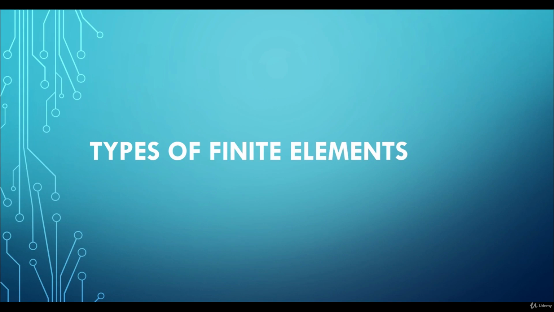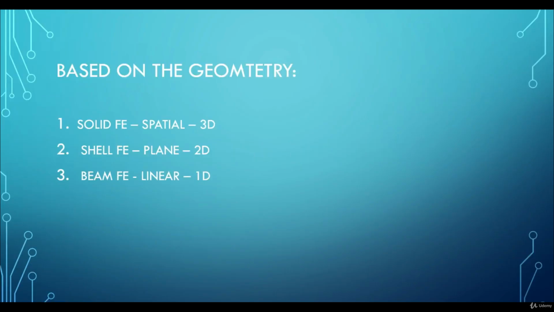In this lecture, we're going to show the different types of finite elements that we can use in the static simulation. Based on the geometry of our model, we can choose different finite elements. We can choose solid finite elements that we used in the previous chapter, and those are 3D finite elements. We can use shell finite elements, and those are 2D elements, and we can use beam finite elements, and those are 1D elements.